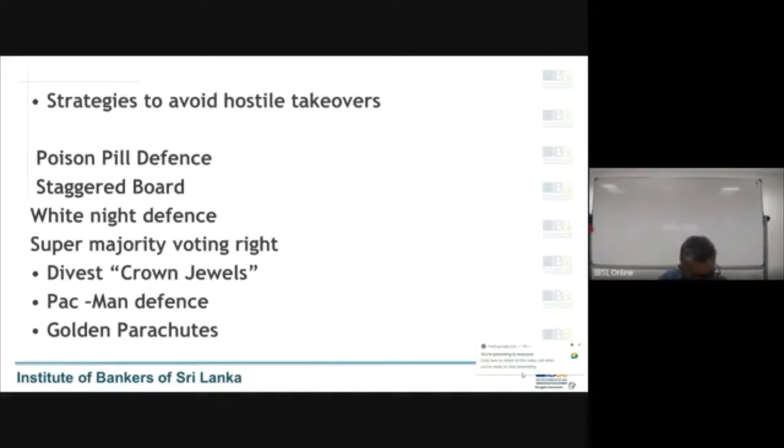So these are some of the techniques, right? So just put down these techniques. I told you 2-3 of them to prevent this hostile takeover, right?